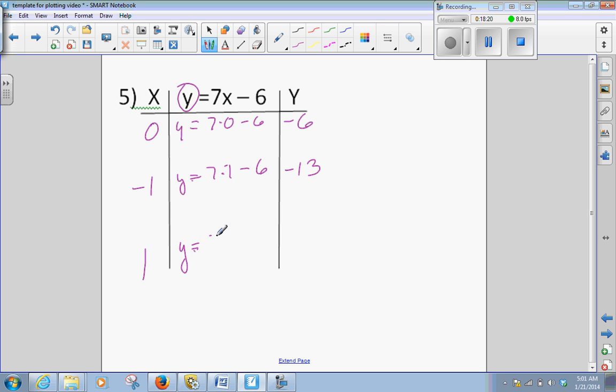Now I'm going to do 7 times 1. 7 times 1 is 7 minus 6, which would be 1. So the three solutions I picked are 0, negative 6; negative 1, negative 13; and 1, 1.